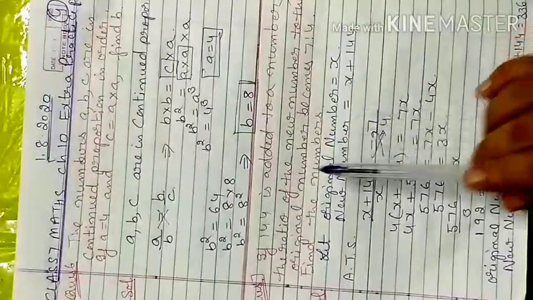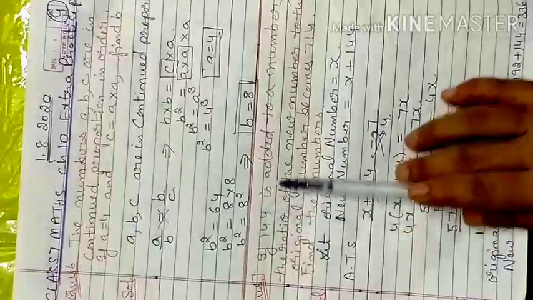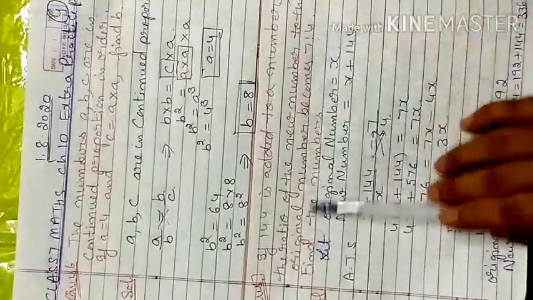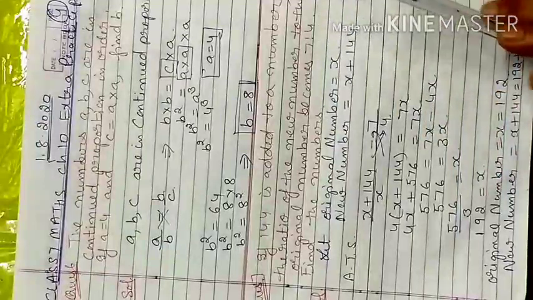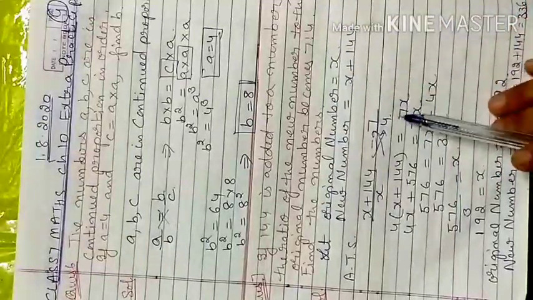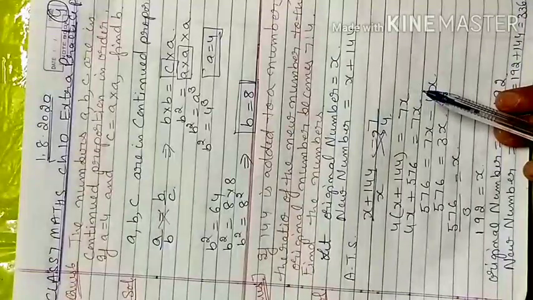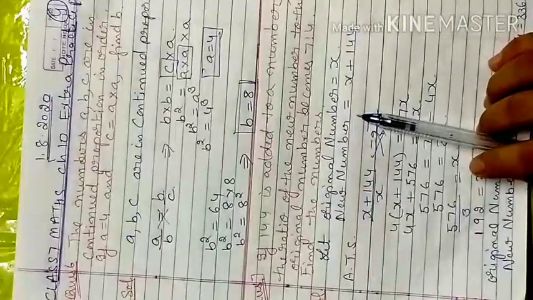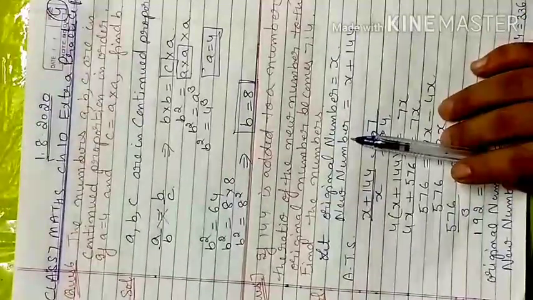Next, your seventh question is: if 144 is added to a number, the ratio of the new number to the original number becomes 7:4. In this statement, they said that the original number we consider as any original number. If we add 144 to the original number, the new number will exist.